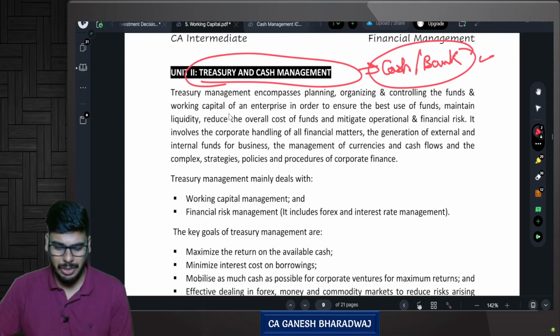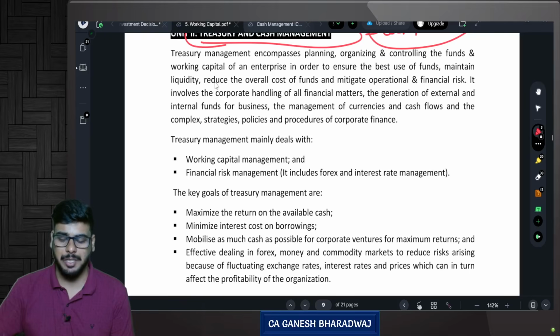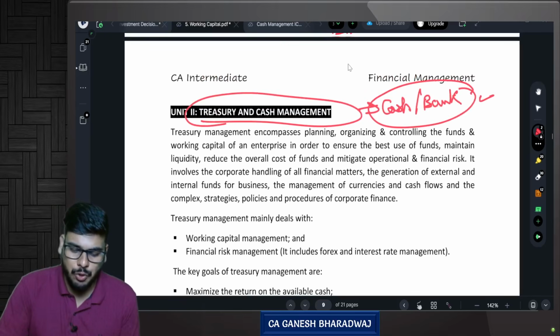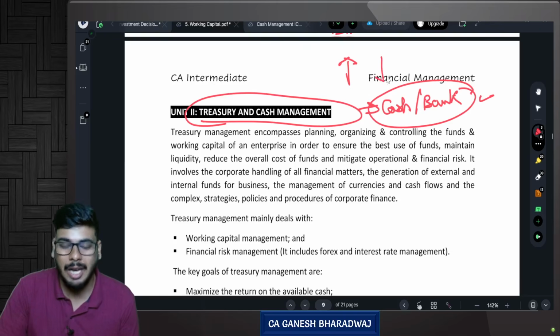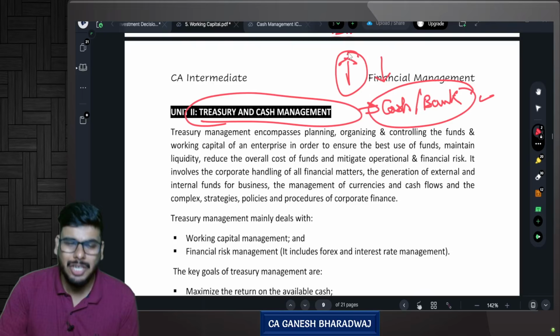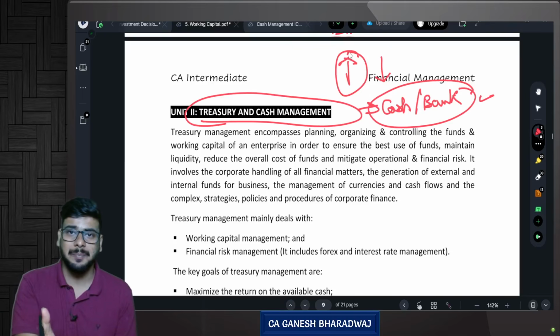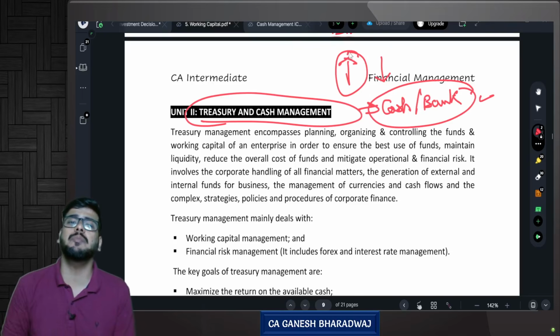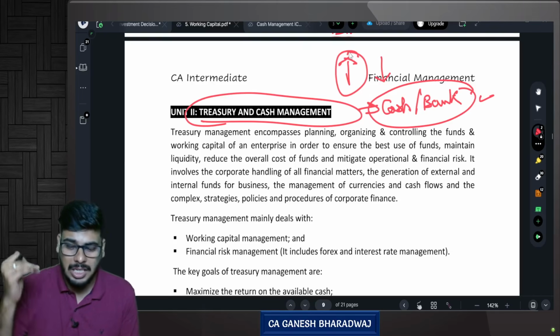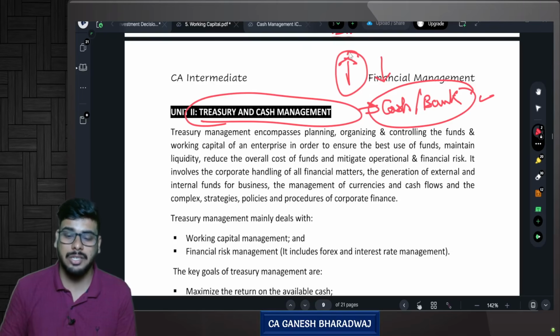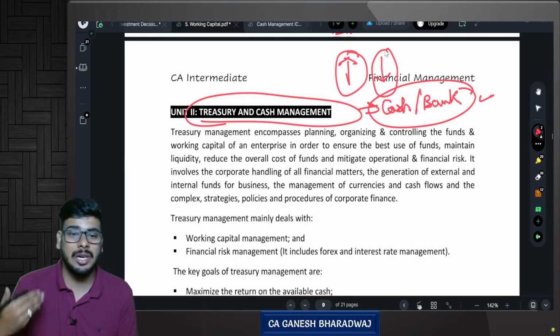So you should ensure that with respect to cash management, remember that you should not have too much of a cash balance. You should not also have too little of a cash balance. Why? Too much idle cash is a waste. Correct? Funds you are keeping idle, which means what? It comes with a cost. It does not come free of cost. So too much idle funds increases your cost, whereas too little funds is also bad. Why? It affects your liquidity.